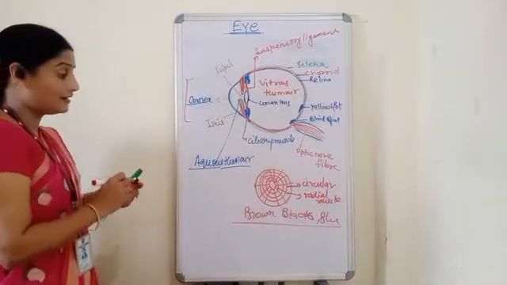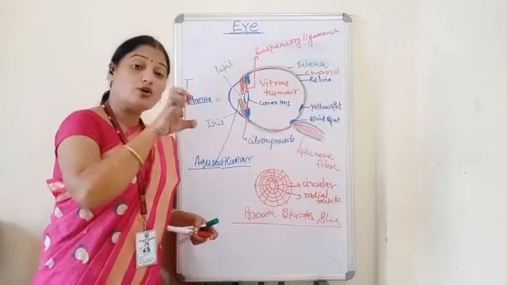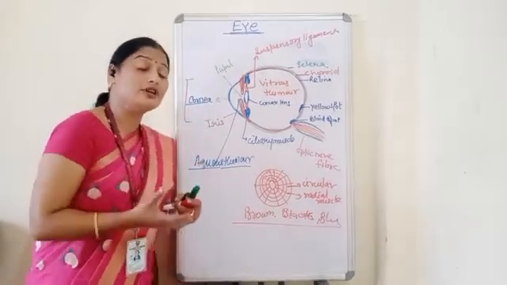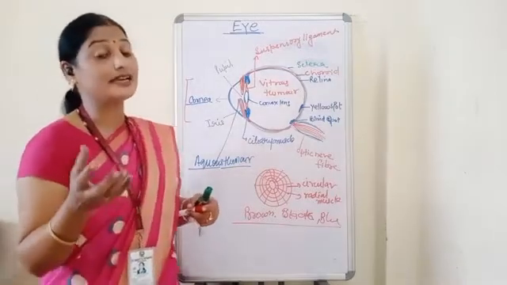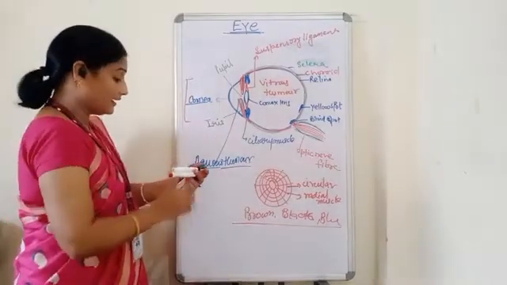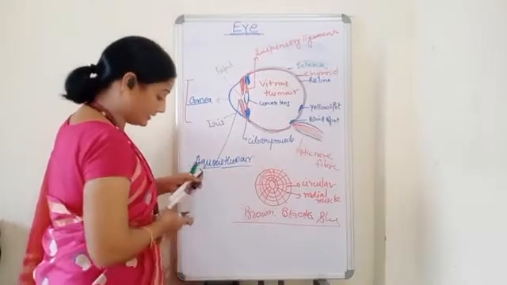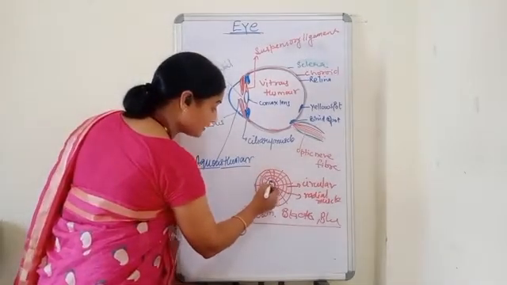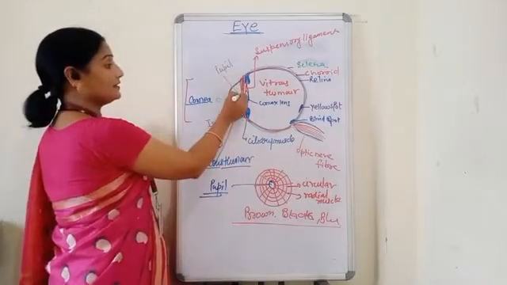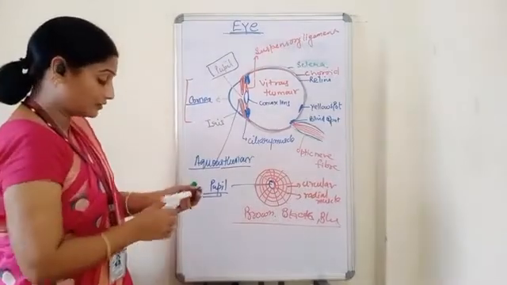Now see, children, these circular muscles and radial muscles contract and relax, and only then can the exact amount of light enter into the eye through the pupil, because the iris surrounds a structure, and this is called the pupil. Now where is the pupil here? This I have marked as the pupil. Okay, now see what happens.